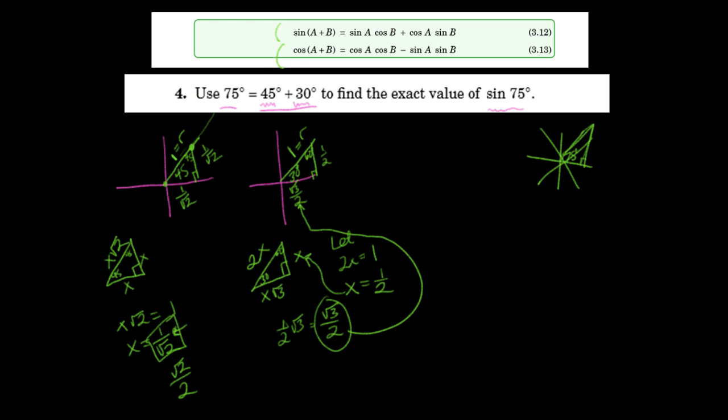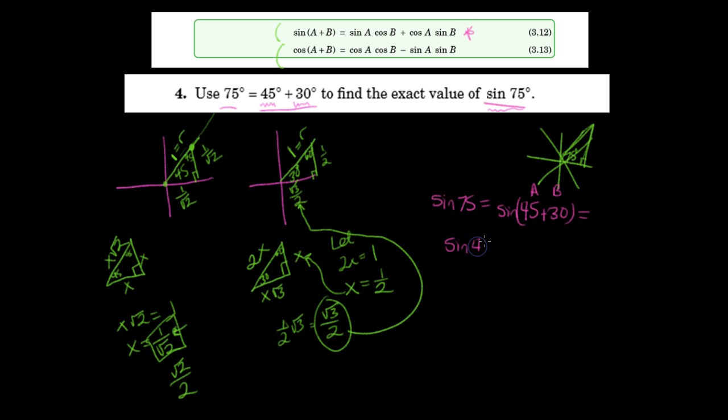I'm going to use the sum formula, and they want us to find the exact value of sine of 75. So I can say that the sine of 75 is also equal to the sine of 45 plus 30. This is A, this is B. So when you expand it, I'm going to use the first formula.